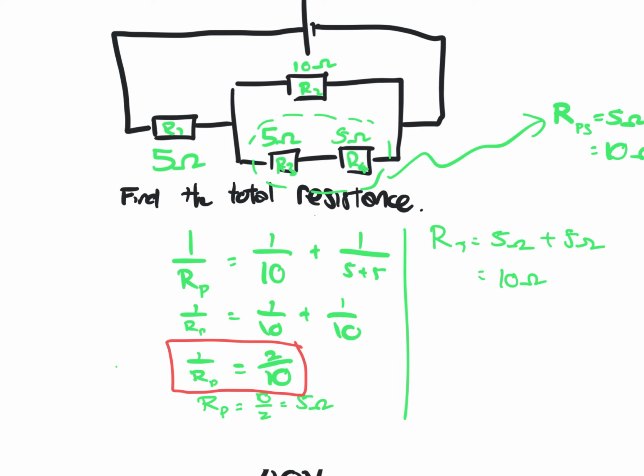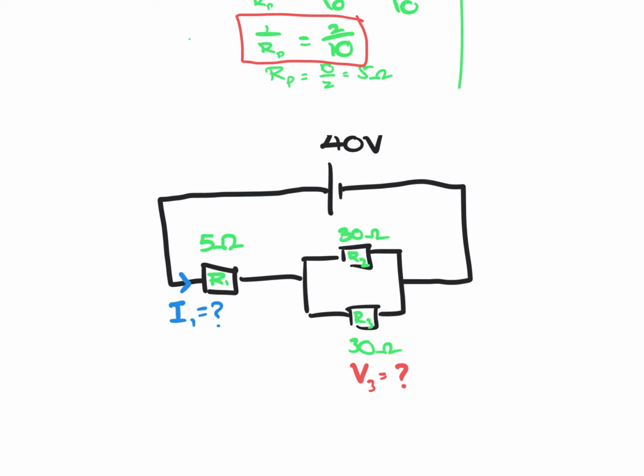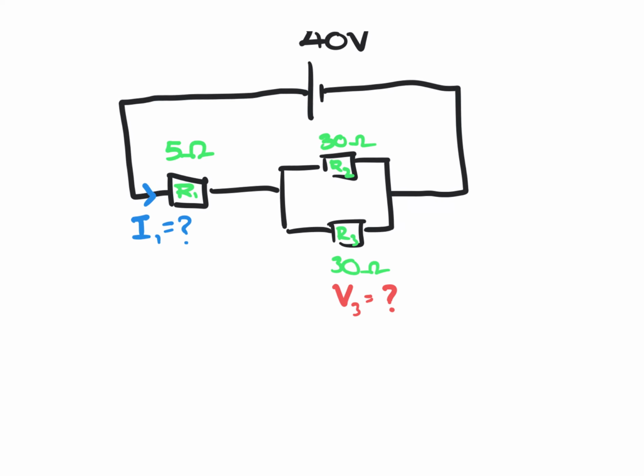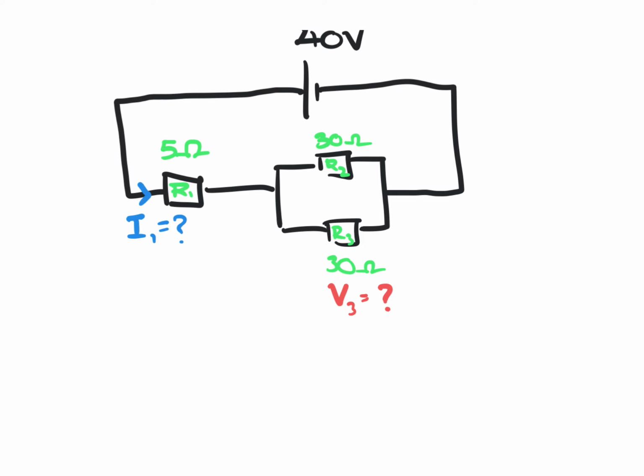All right, so that's just for resistors. Let's now play around a little bit when I'm also going to give you my potential difference, my EMF, and the currents. So in this circuit, we see that I have a power source, and the EMF is 40 volts. And then after that, I have three resistors. I have R1, which is 5 ohms, R2 and R3, they are both 30 ohms, and these are in parallel.